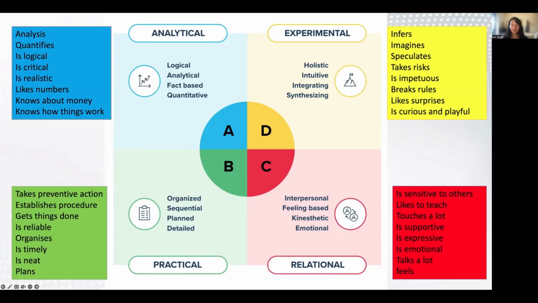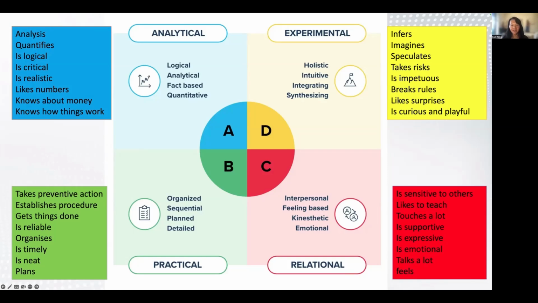The relational person, they're sensitive, they're an empathic person, they like to teach, they might be a bit, as I said, touchy-feely, they tend to be supportive, expressive, emotional, they can talk a lot, but they can make people feel at ease as well. And the experimental person is a kind of imaginative thinker.